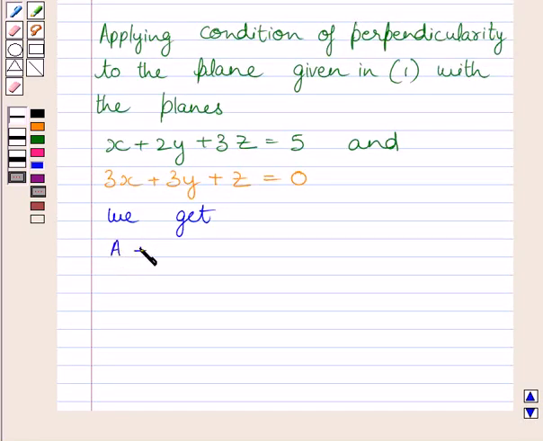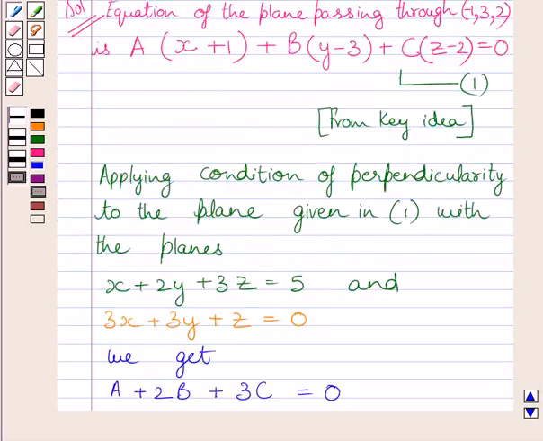A plus 2B plus 3C is equal to 0. Clearly we can see direction ratios in this plane are A, B, C and direction ratios in this plane are 1, 2, 3. A multiplied by 1 plus B multiplied by 2 plus C multiplied by 3 must be equal to 0 as both of these planes are perpendicular to each other.